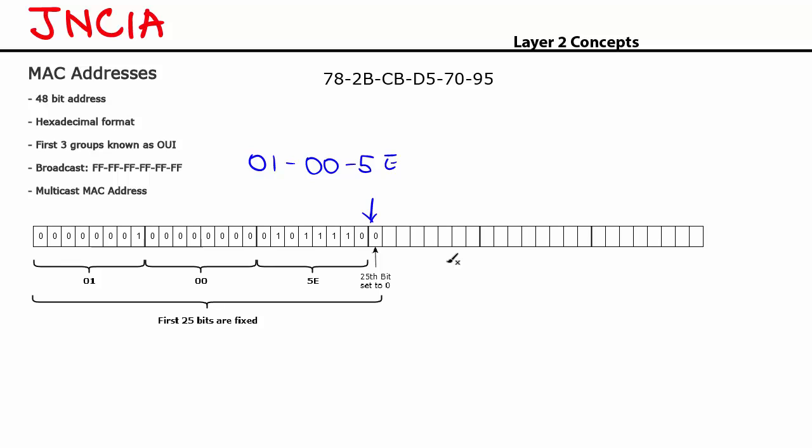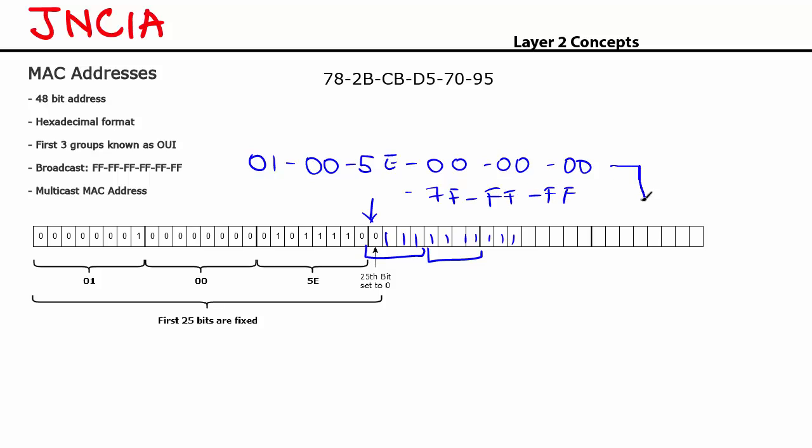The lowest possible multicast MAC address would be when you fill all of these with zeros, you'd get 000000. That's the lowest possible multicast MAC address. The highest possible multicast MAC address would be when you fill all of these with ones. So the first 4 bits would give you a 7, and then the next 4 will give you an F because it is all ones, and the remaining also happens to be ones, so you'll get this. That is the range of a multicast MAC address.